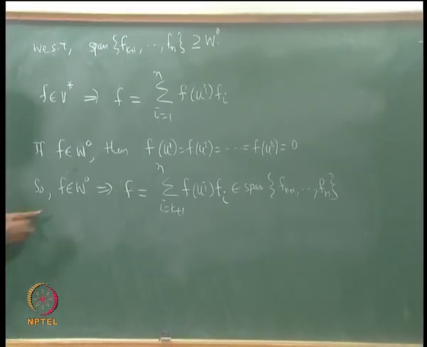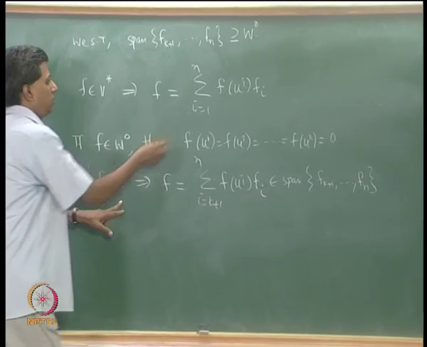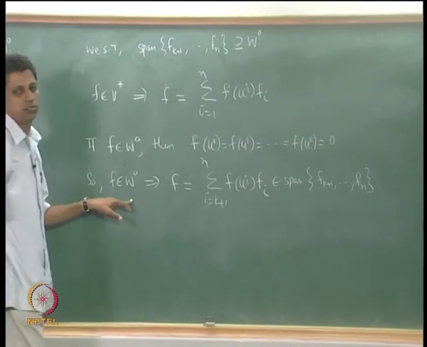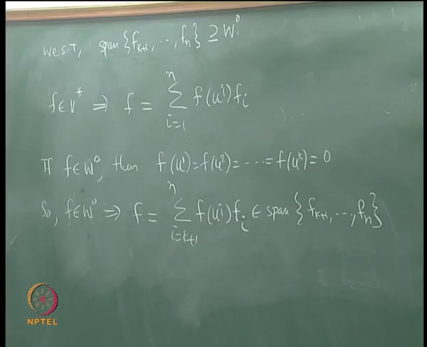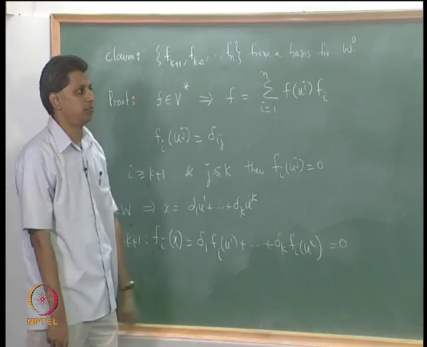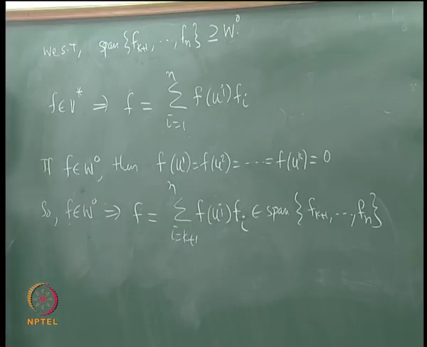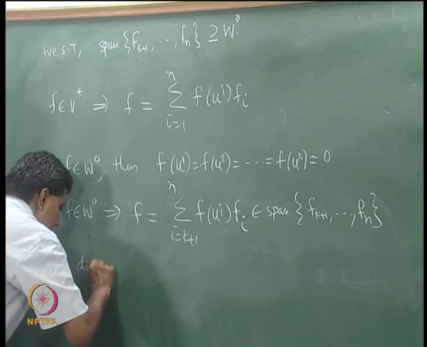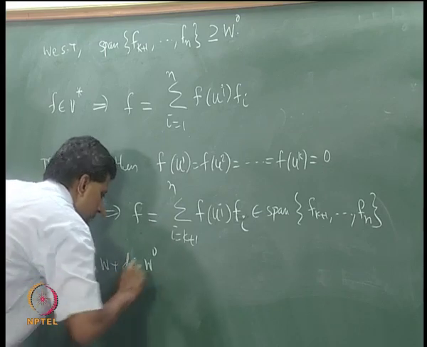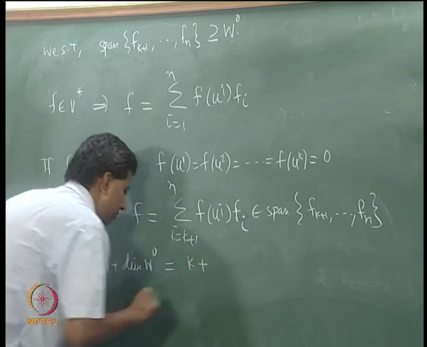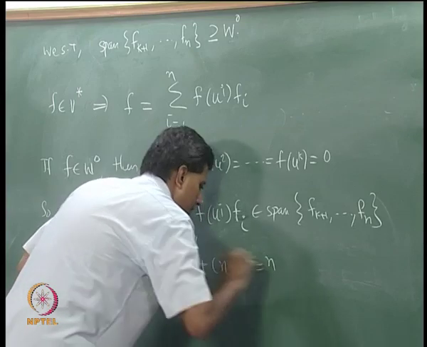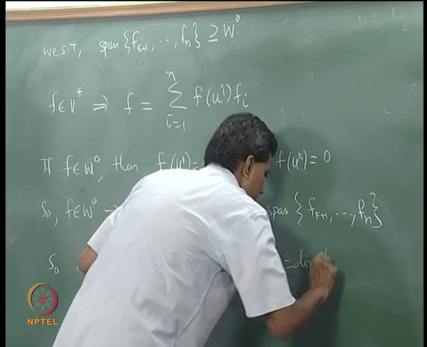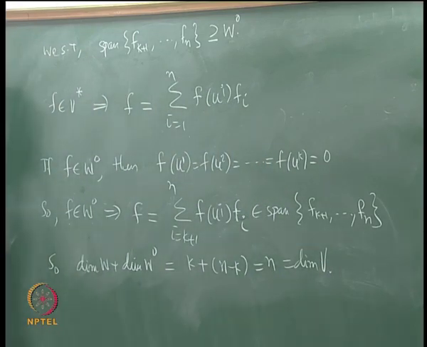So what we have done is we have shown that if F belongs to W naught, then F is in the span of this. So that proves this part. And so it follows that if we go back, this claim has been proved. And so it follows that dimension W plus dimension W naught is n. Dimension of W is k. Dimension W naught is n minus k, which we proved just now. That's n, the dimension of V. Okay, let me stop here.